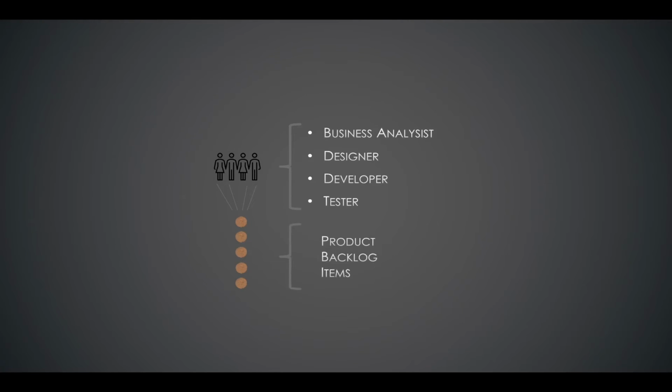From a Scrum perspective, each team member can represent a different role involved in order to complete the delivery of a product backlog item. Examples include business analyst, designer, developer, and tester. And a coin can represent a single product backlog item being processed by the team.